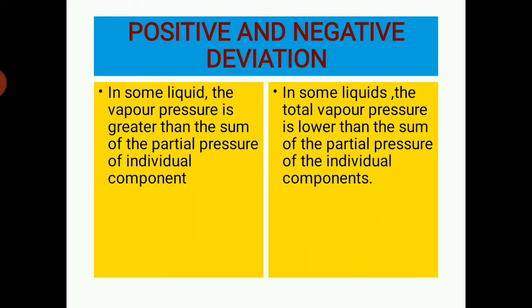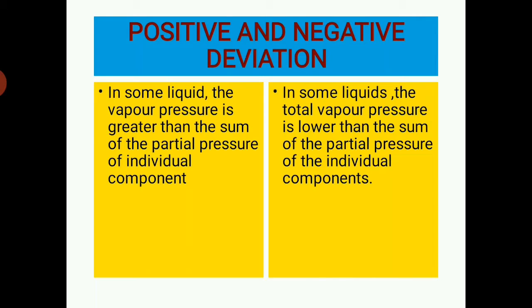Next one is the real solution. Most systems show varying degrees of deviation from Raoult's law depending on the nature of the liquids and the temperature. These solutions are known as real solutions. The deviations are observed because the solute-solute, solute-solvent and solvent-solvent interactions are unequal. Examples include carbon tetrachloride and cyclohexane, and chloroform and acetone.